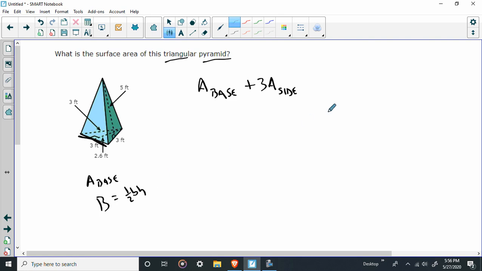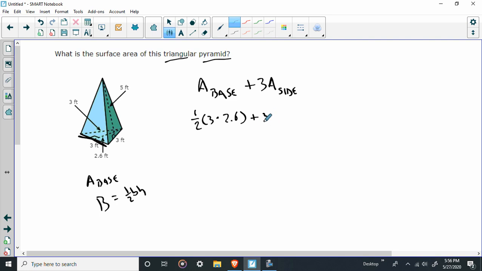So anyway, let's find that. The area of the base will be 1/2 of 3 times the height, which would be this right angle right here, 2.6. Sometimes these pictures are hard for some people to read. If you have any problems with that, it's hard for me to hand you a physical object right now because we're doing this over the computers and whatnot. But we'll see if we can find something if that's really a hard time for you, okay?